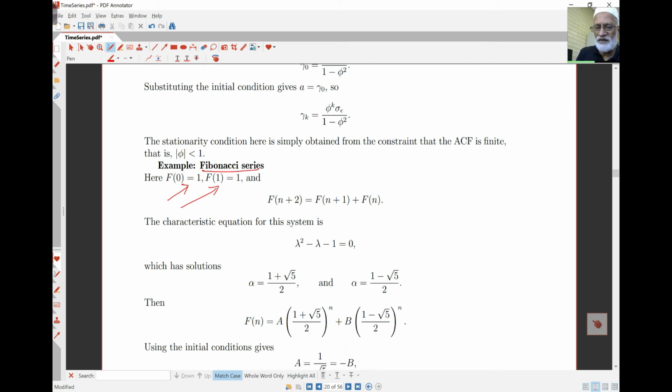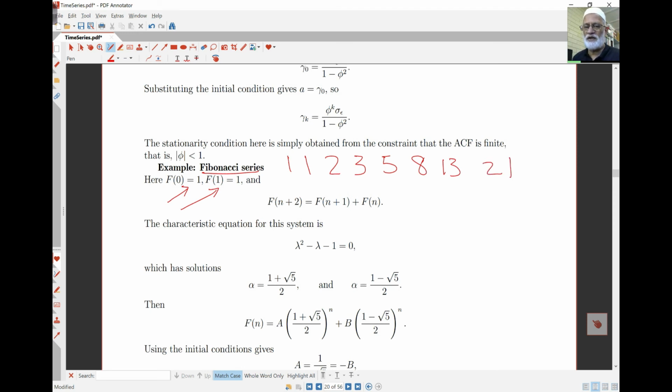So in this sequence, I start with f1 equals 1, and the next value is 1. Then I sum these and get 2, sum the previous two and get 3, sum the previous two and get 5, then 8, then 13, and so on. While it starts off very small, it blows up very fast as well.